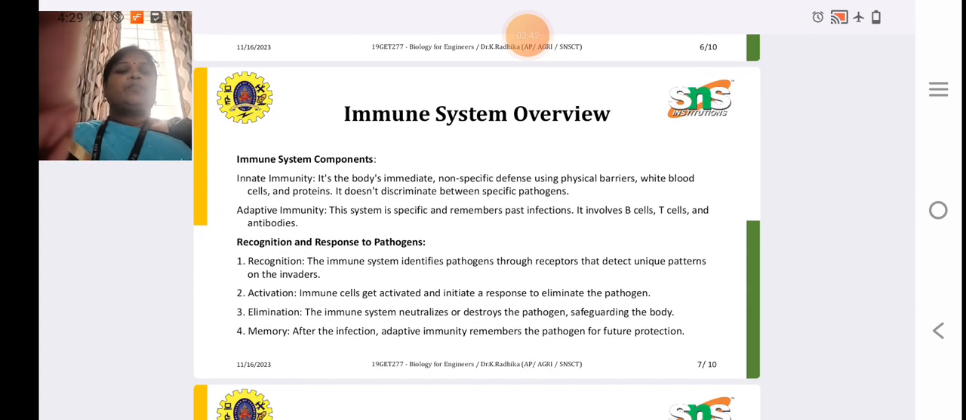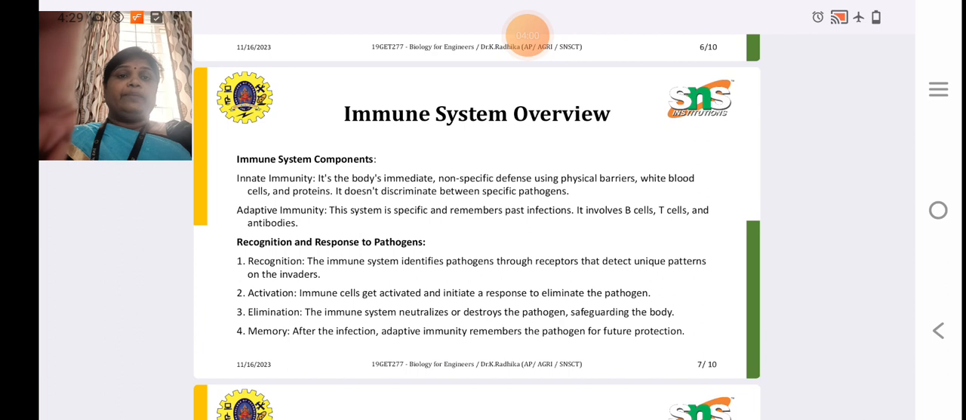Then the immune system, the overall immune system, and how it works. Immune system components: innate immunity. It is the body's immediate non-specific defense using physical barriers, white blood cells and proteins. It does not discriminate between specific pathogens.